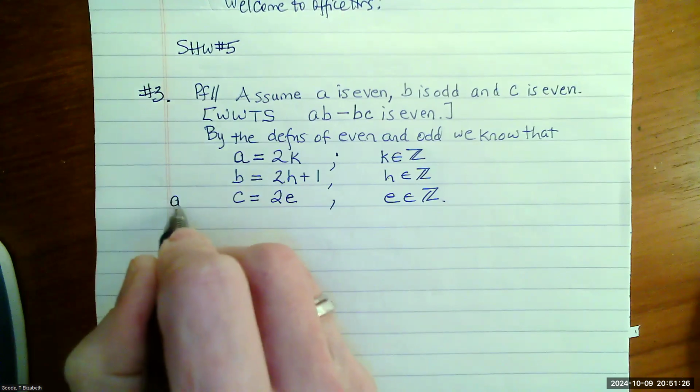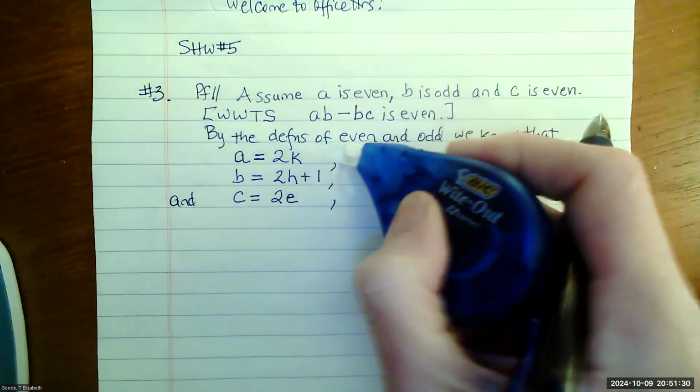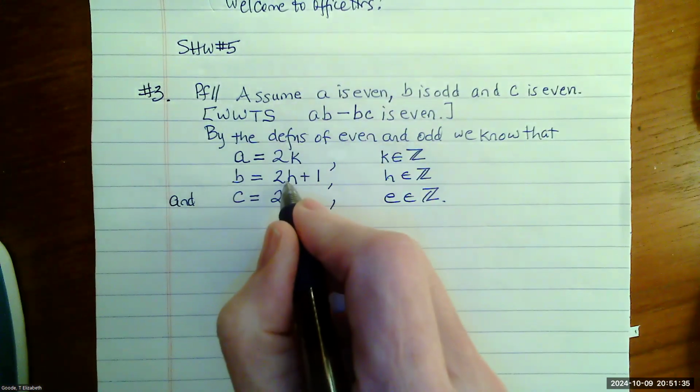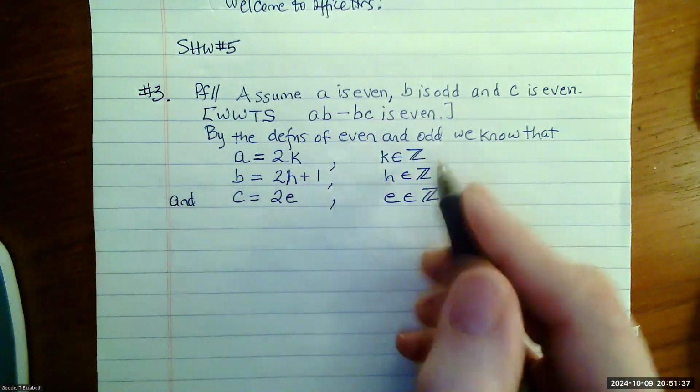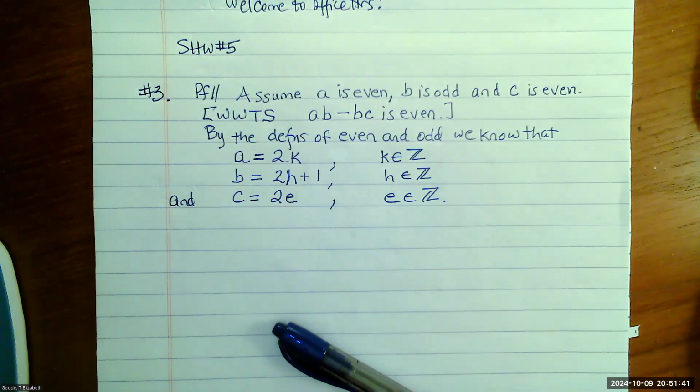Because these definitions all have two parts, right? They have information that's an equation. So we have these nice equations, but we also have information about these variables that we've introduced. We have to tell the reader they're integers.